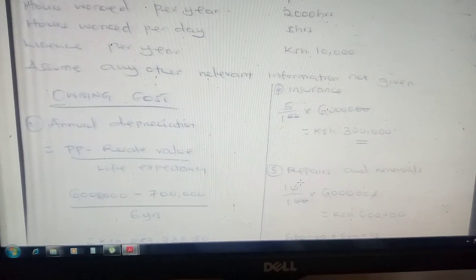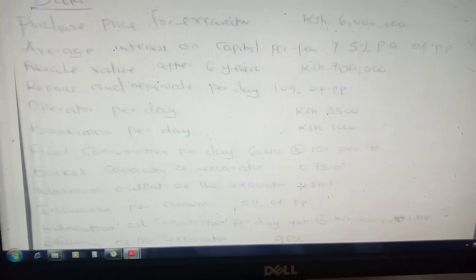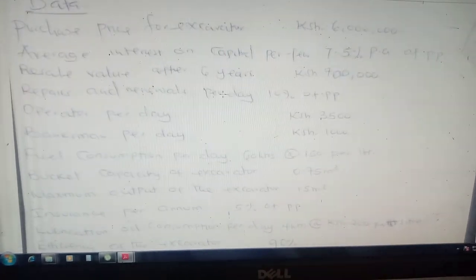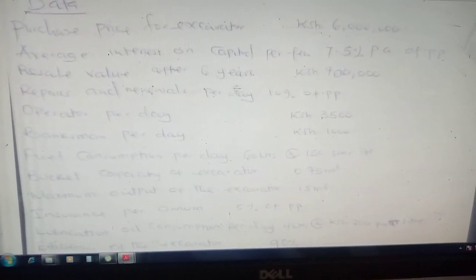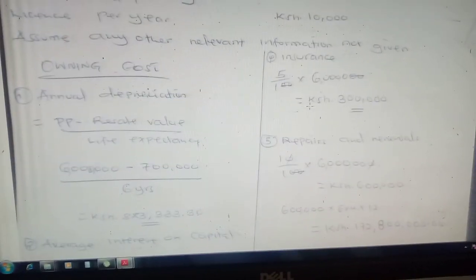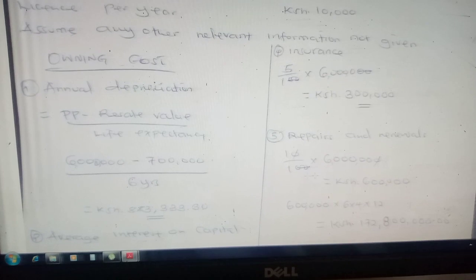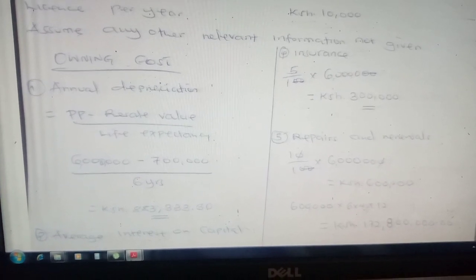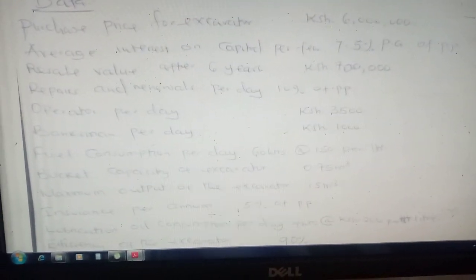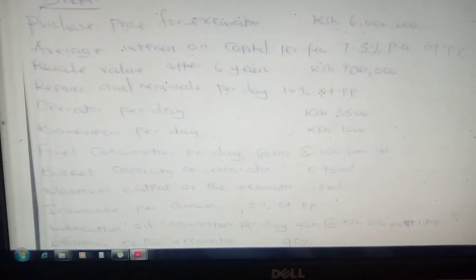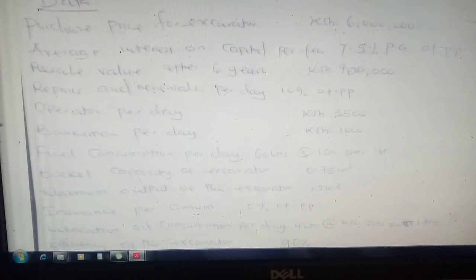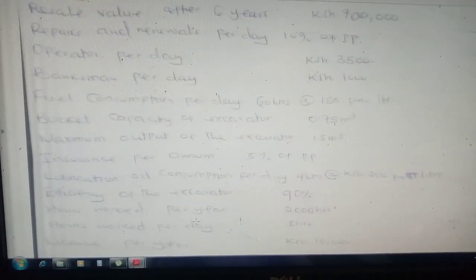Okay, then the next item is repairs and renewals. We were also told that it is 10% of the purchase price. So you take 10% of 6 million, which is 600,000. But repairs and renewals, we were told in the question, are done on a daily basis. So you convert this, because we are giving our answers per year.